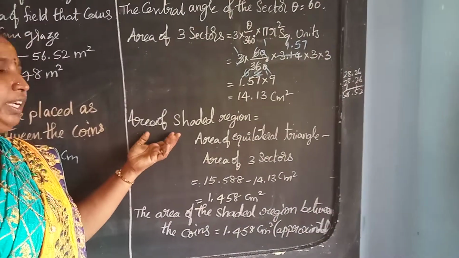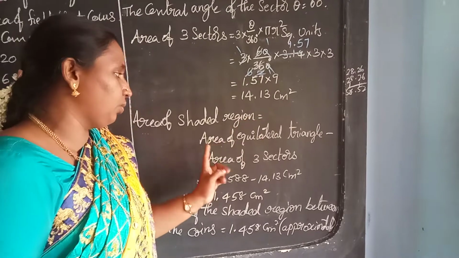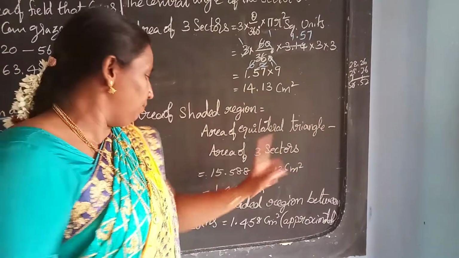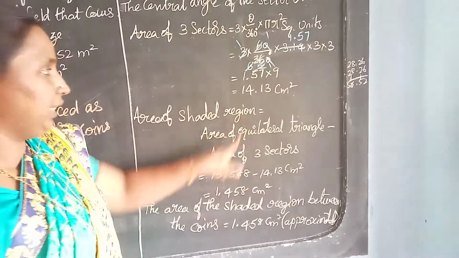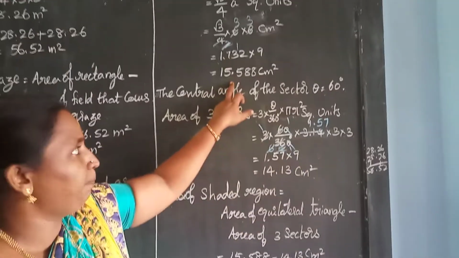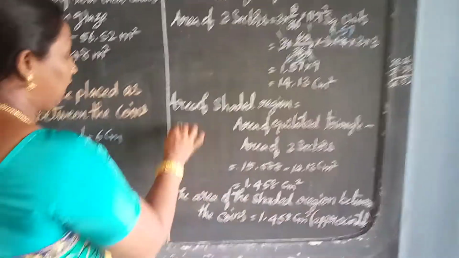So they asked to find the area of the shaded region. Area of the shaded region equals area of the equilateral triangle minus area of three sectors. So the area of the equilateral triangle, what you got, 15.588 minus 14.13 centimeter square. Subtract this.